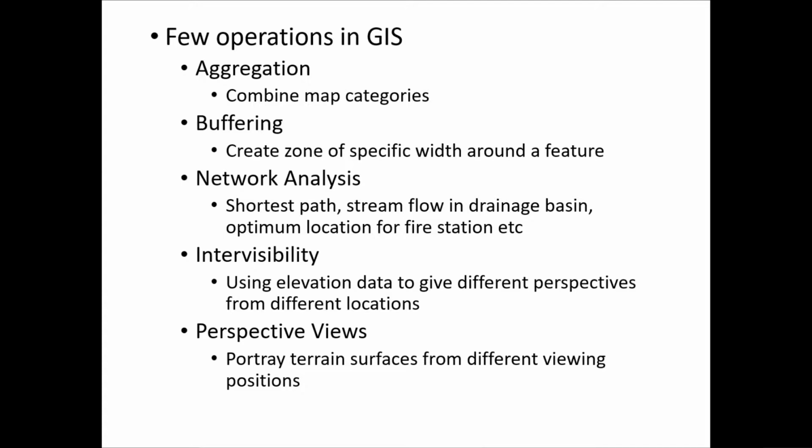You can find out the optimum location for a fire station. So for finding out the shortest path, or for identifying the road systems and transportation systems, you can go for network analysis. Then another operation is intervisibility. Using elevation data, you can create different perspectives from different locations. That is the intervisibility operation in GIS. Then you can develop perspective views. That is another operation in GIS. If you have different terrain surfaces, you can portray them in different viewing positions. So these are a few commonly done operations in GIS.